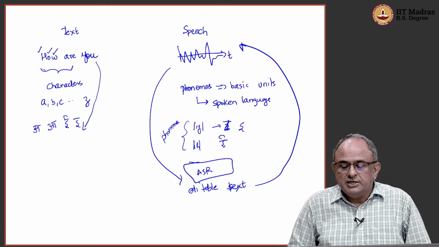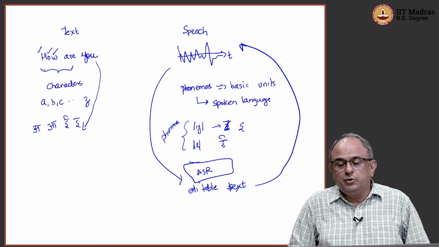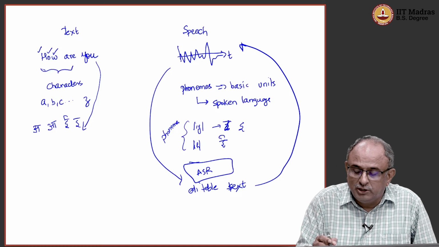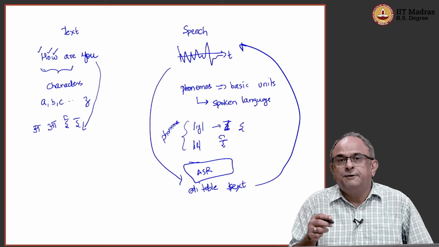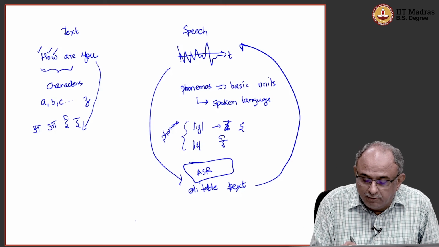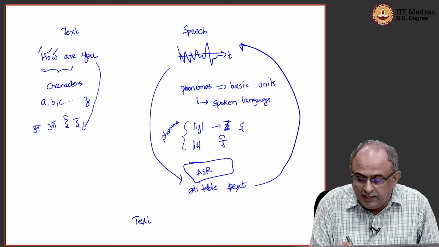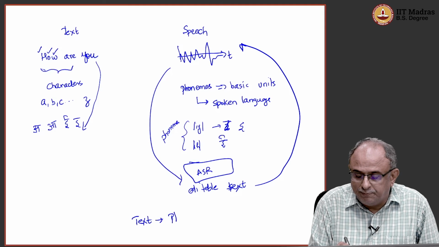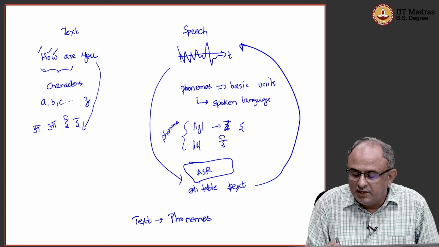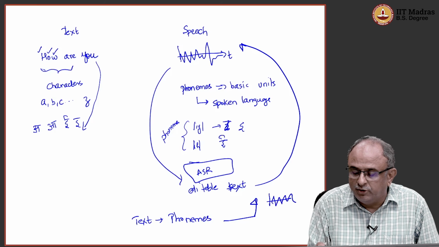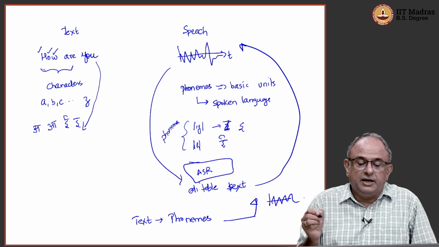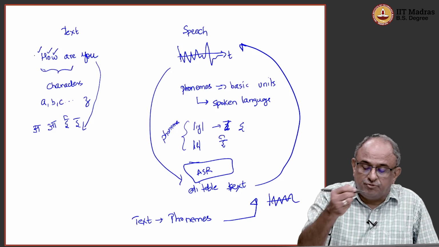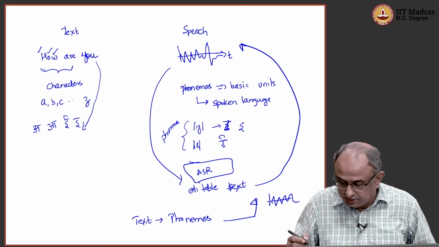Now the issue is that we are going to do the ulta way, which is, given the text, I am first going to convert this to phonemes, which are the basic building blocks. From the phonemes, I am somehow going to generate the speech signal. This is what we are going to do. Essentially, we are doing the opposite of what we did for speech recognition.